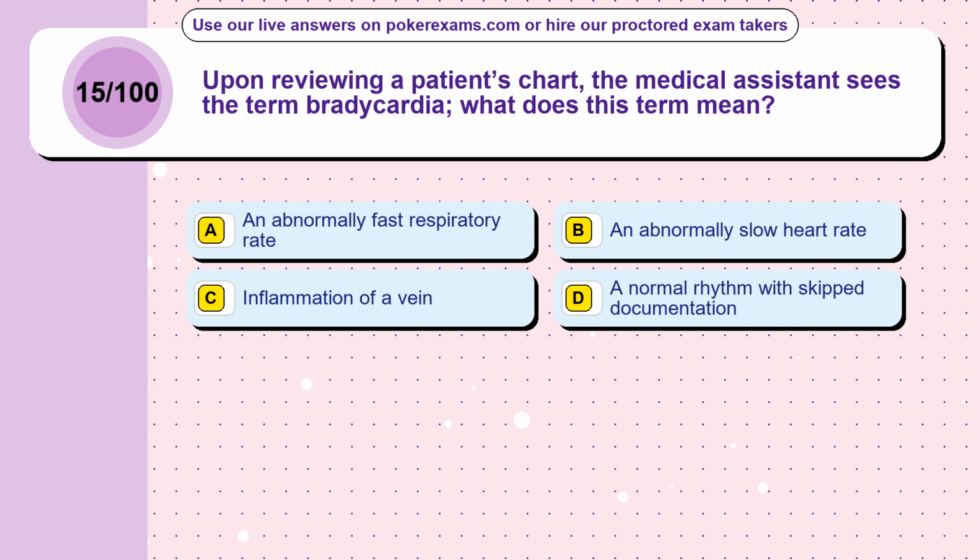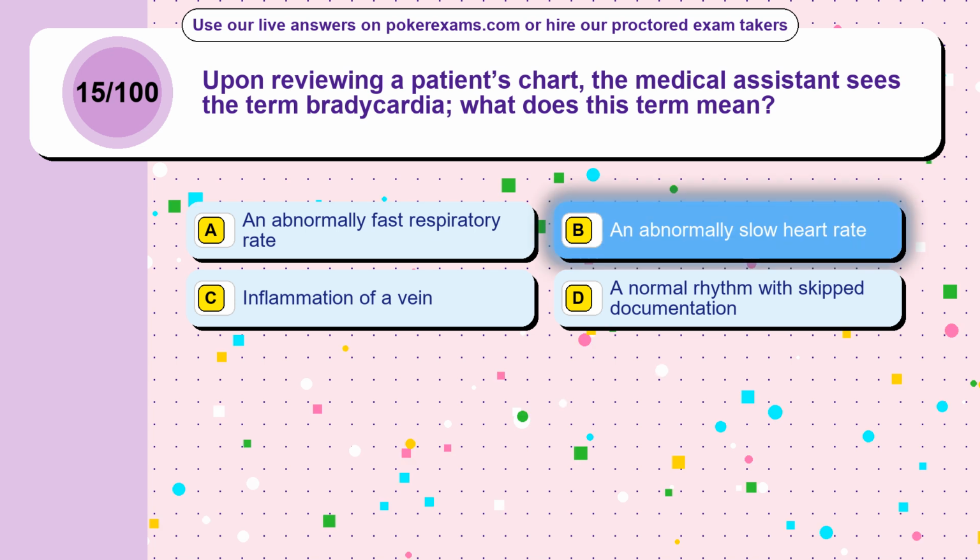Question 15. Upon reviewing a patient's chart, the medical assistant sees the term bradycardia. What does this term mean? Option A. An abnormally fast respiratory rate. Option B. An abnormally slow heart rate. Option C. Inflammation of a vein. Option D. A normal rhythm with skipped documentation.